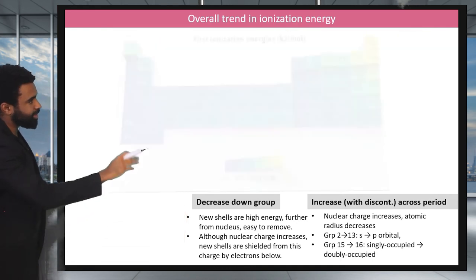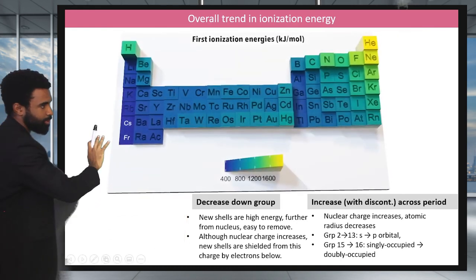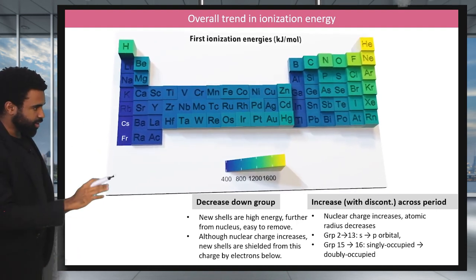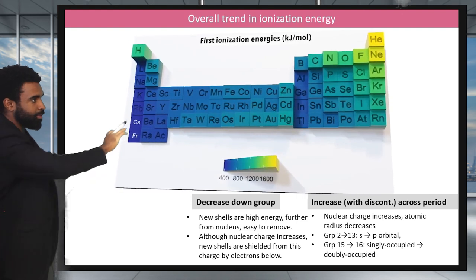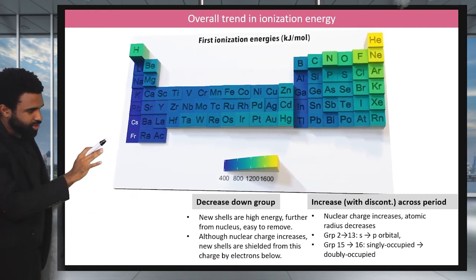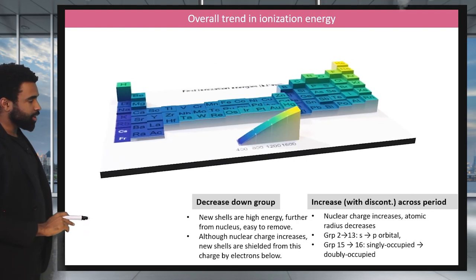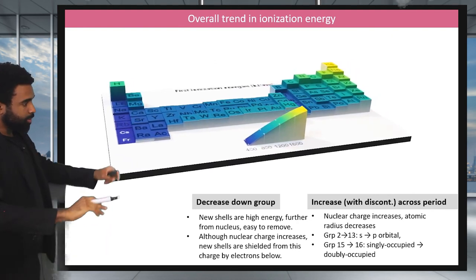Here's a different representation of that diagram. Now we include all of the elements of the periodic table. Well, not really all of them, most of them, okay? And we have it in 3D. And you can generally see the trend, but we also notice a few discontinuities like we saw.